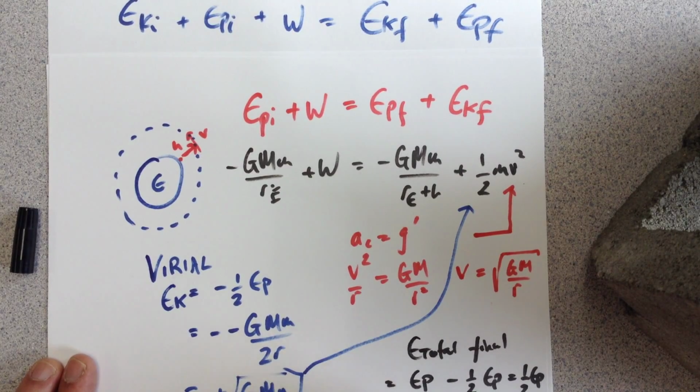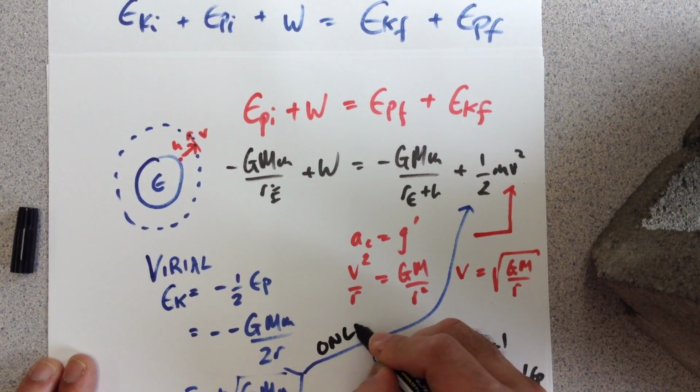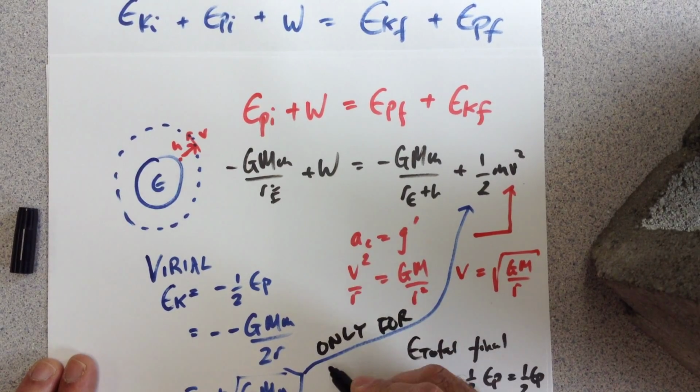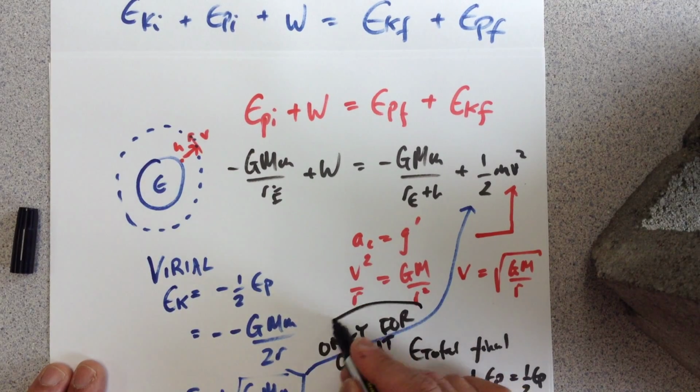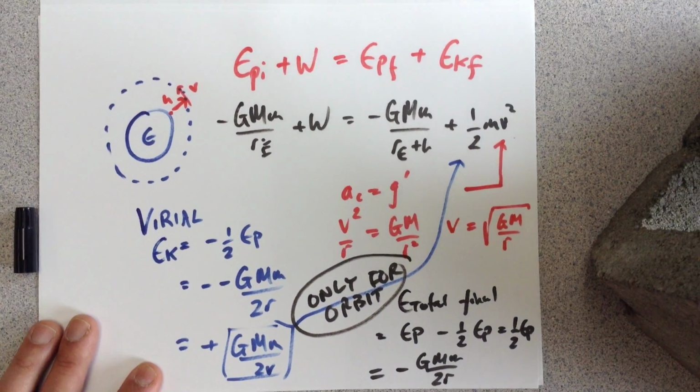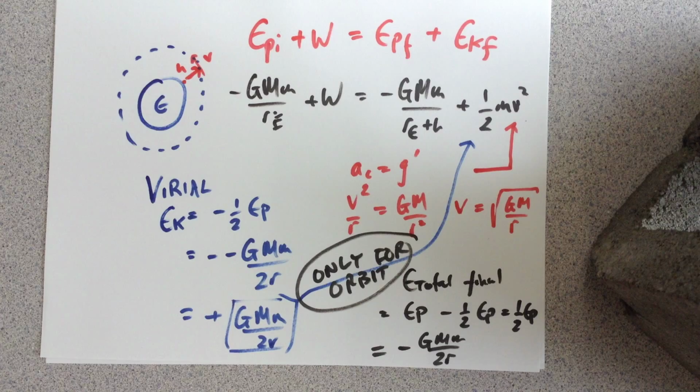And remember, we're only going to use this if the question's talking about putting something into orbit, or if it starts in orbit and travels down. So our total energy is negative GMm over 2r.